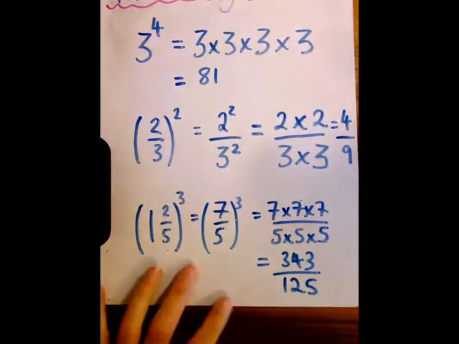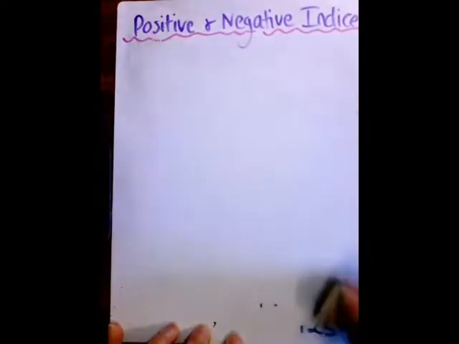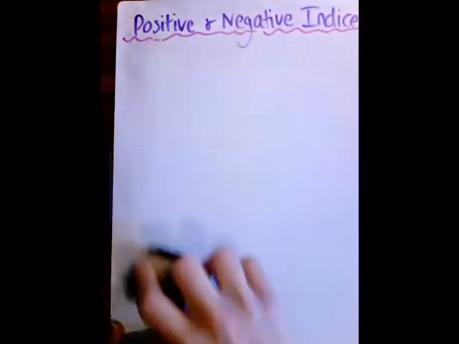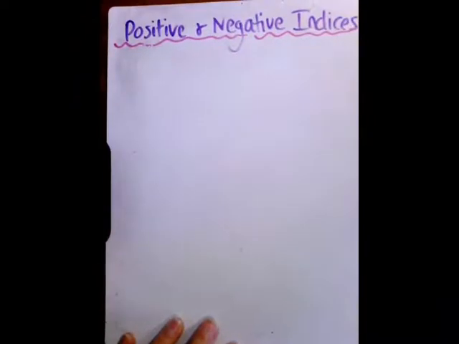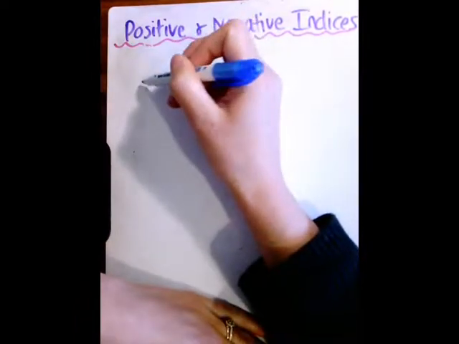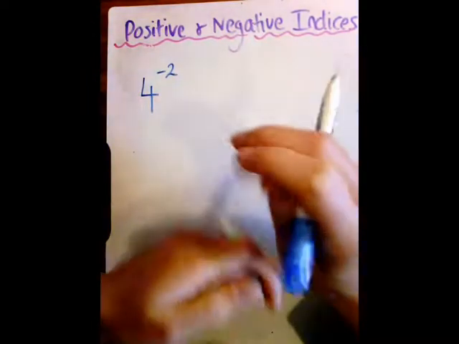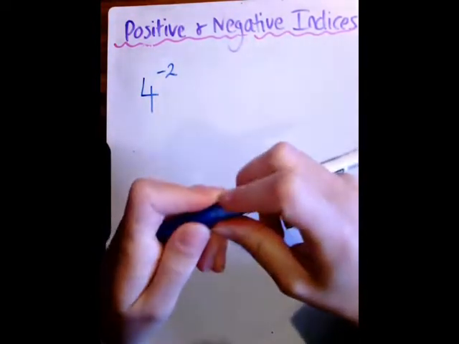Okay, now we're going to look at negative indices. So the positive ones was just a bit of a kind of like a warm-up to remind yourself of those, and negative indices will be more new to you. So what I mean by a negative indice is having a value, so a number could be a fraction or a whole number, so say 4, and the power is negative, so for example it is 4 to the minus 2.